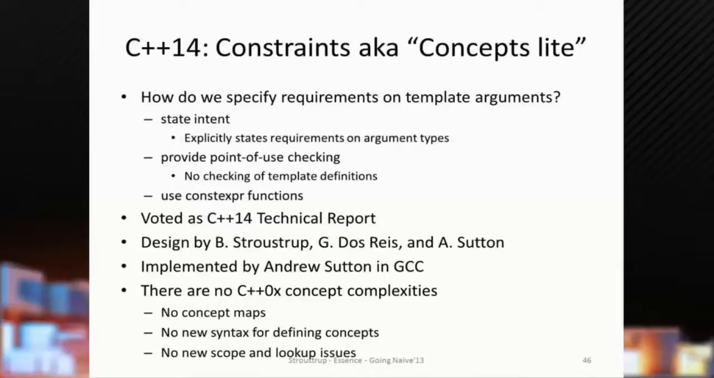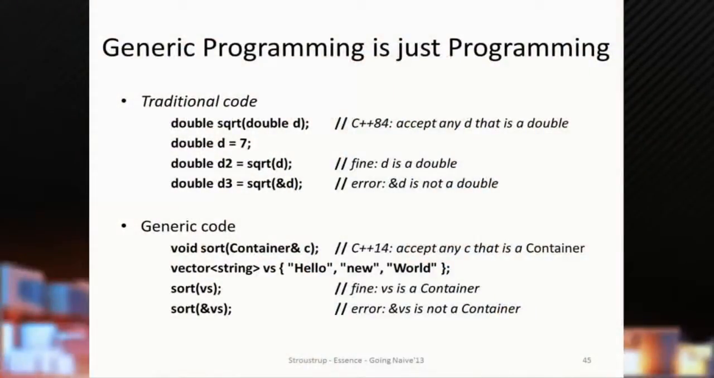So basically we're trying to answer the question, how do we specify requirements on a template argument? And we want to state the intent. And we want point of use checking. So we're basically providing a set of functions that states what we are requiring of an algorithm. So if I have an algorithm that sorts, it'll ask for a container. If I have a thing that takes square root, it'll ask for a double or possibly a number.